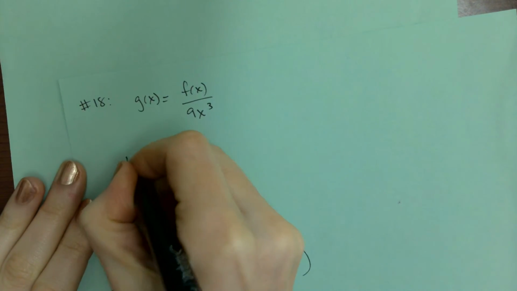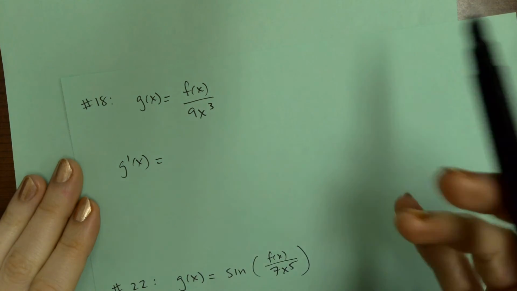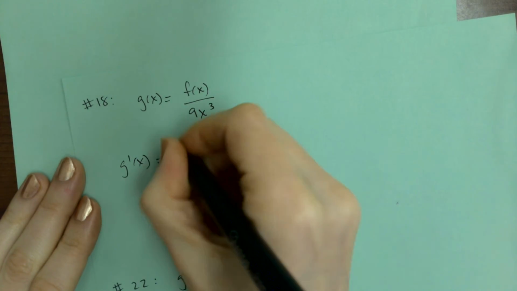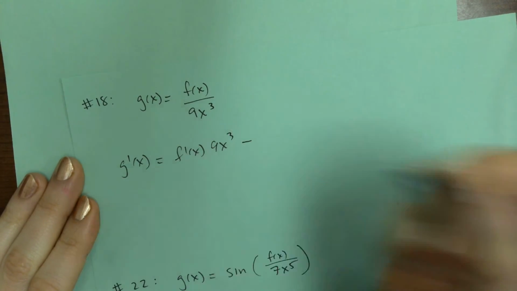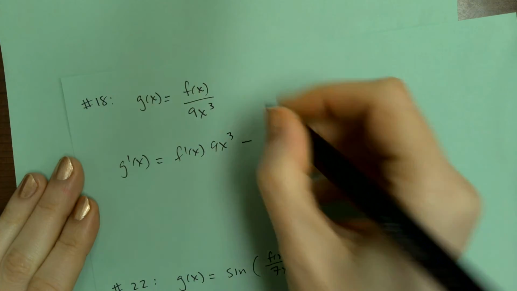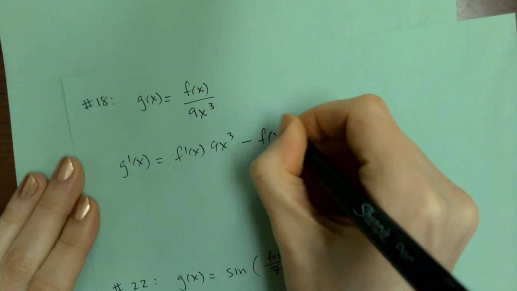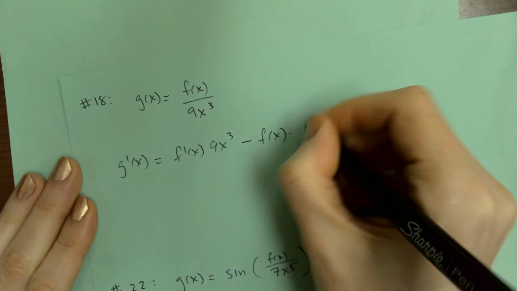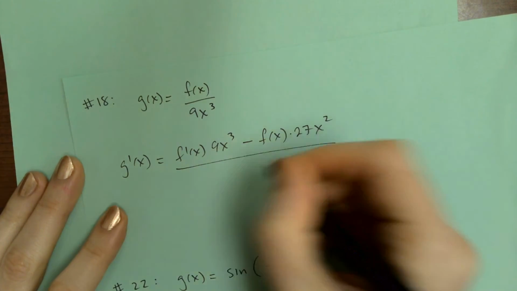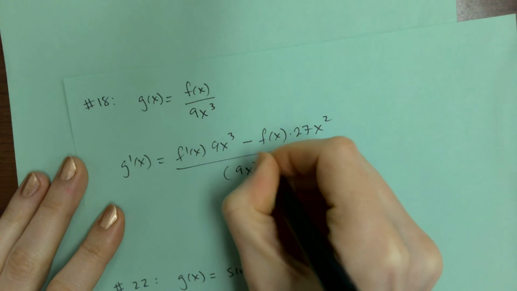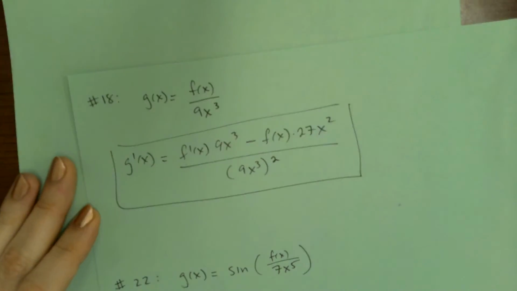So g prime of x. So I'm jumping right into the quotient rule without brackets. Derivative of the top, bring down the bottom, minus, bring down the top, derivative of the bottom, all over the bottom squared. Okay.